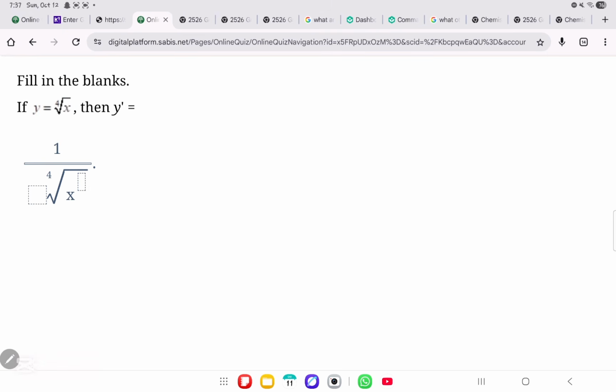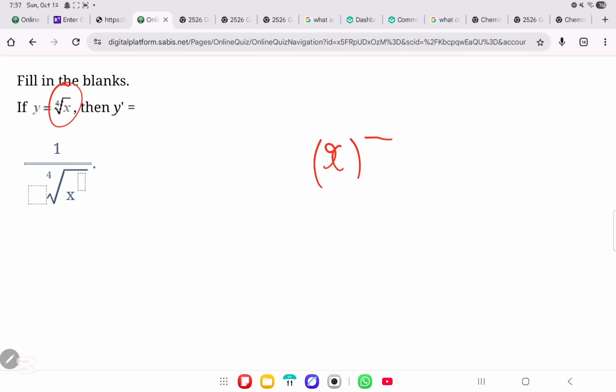Okay, so question number 13. What does it say? It says, when y is the 4th root of x, then what is the value of the derivative of y, or y prime? Very simply, again, I don't like to see it in radical. I prefer to see it in exponent because it will make my life much easier.